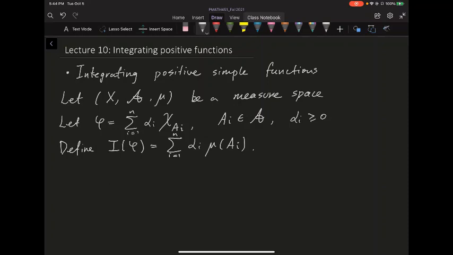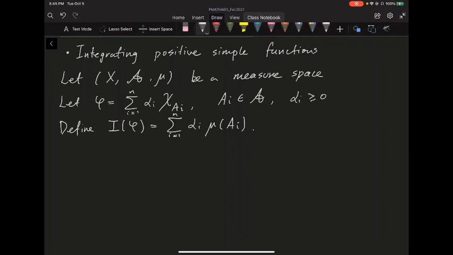Okay, so think about it as the Riemann sum-ish. So alpha_i mu of A_i is the area of a rectangular region, and then you sum them up. So here the A_i may not be disjoint at all. Technically this is not a Riemann integral, but we'll see it doesn't really matter. The choice of A_i won't matter.